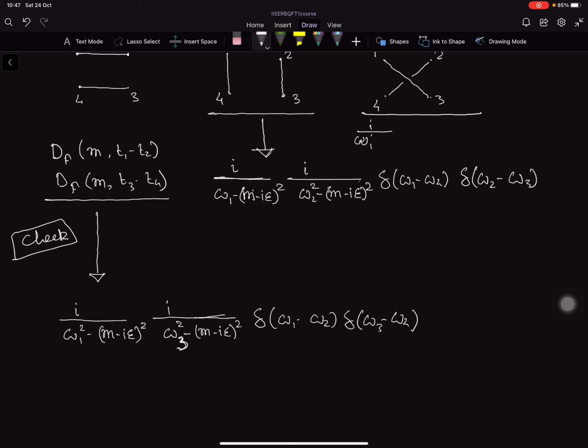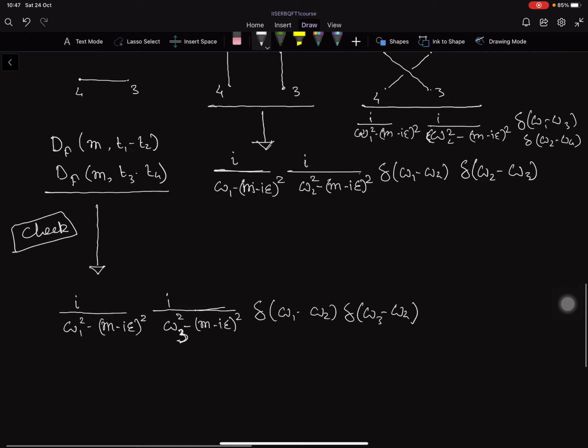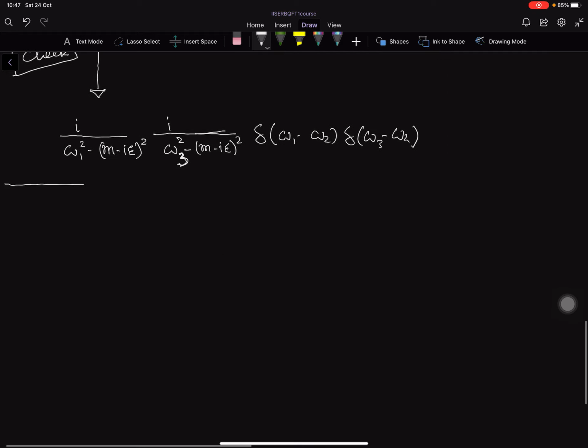Omega 1 squared minus m minus, let's call it omega 2 squared, m minus i epsilon squared. Okay, so you can also do some more exercises, but the bottom line is the following. So these are now the frequency space Feynman rules. So now we will directly write down the Feynman rules.